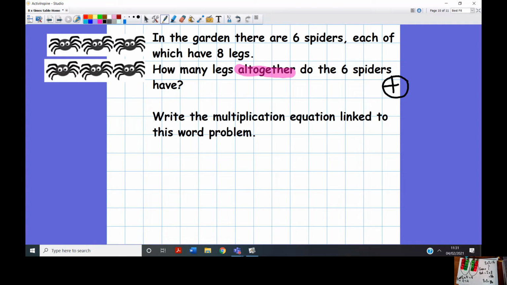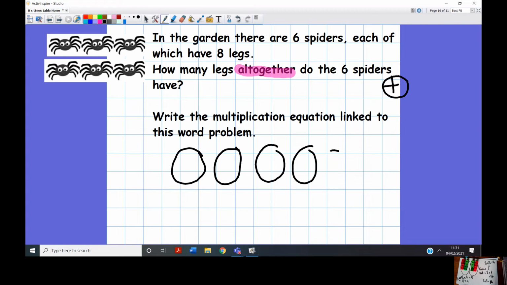So we have 6 spiders. 1, 2, 3, 4, 5, 6. I'm going to draw 6 groups. 1, 2, 3, 4, 5, 6. So imagine these are my spiders, creepy spiders. Now, I'm going to draw a dot. Each one of these dots is going to represent a leg. You could just draw a spider with 8 legs if that's easier.